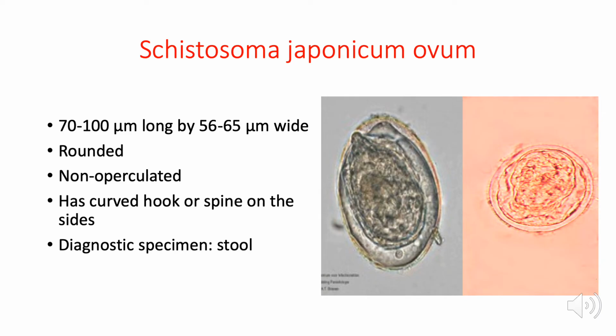The ovum of Schistosoma japonicum is way smaller than that of the Schistosoma mansoni and Schistosoma hematobium. And the ovum of Schistosoma japonicum appears to be more rounded. Now, how will you know if the egg you're looking at is that of Schistosoma japonicum? Just look for a curved hook or small spine on the posterior end. And since the adult worm of Schistosoma japonicum is found in the superior mesenteric vein, expect that you will see these eggs in the stool sample.